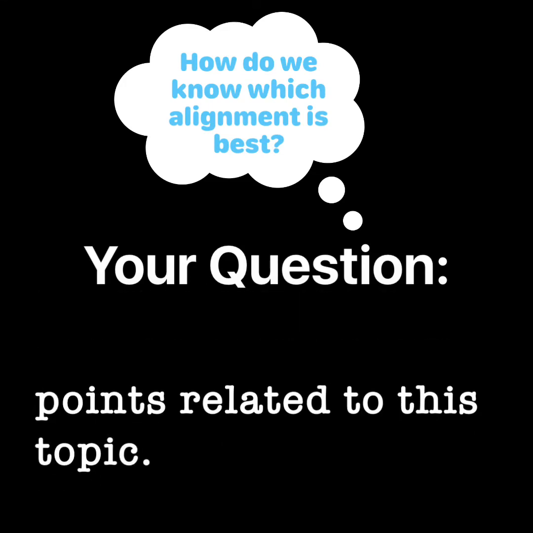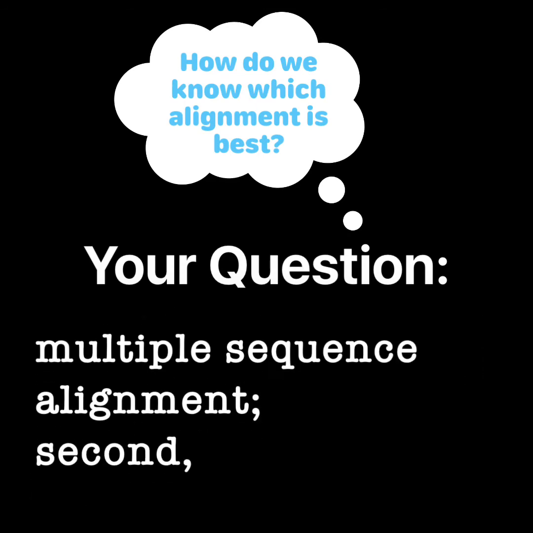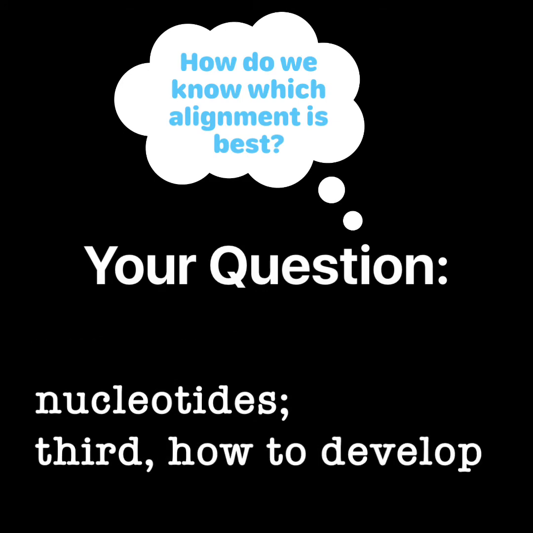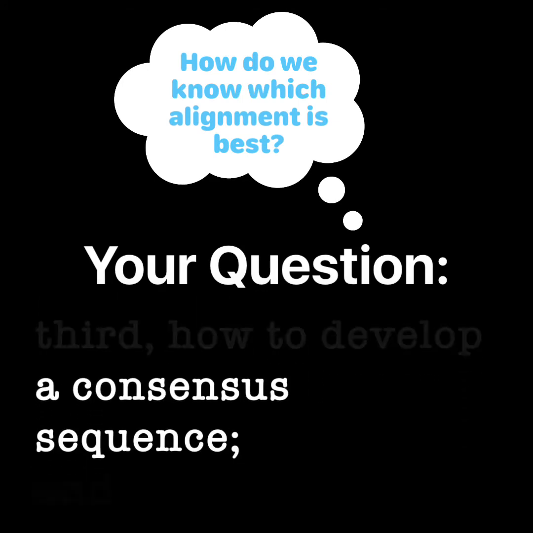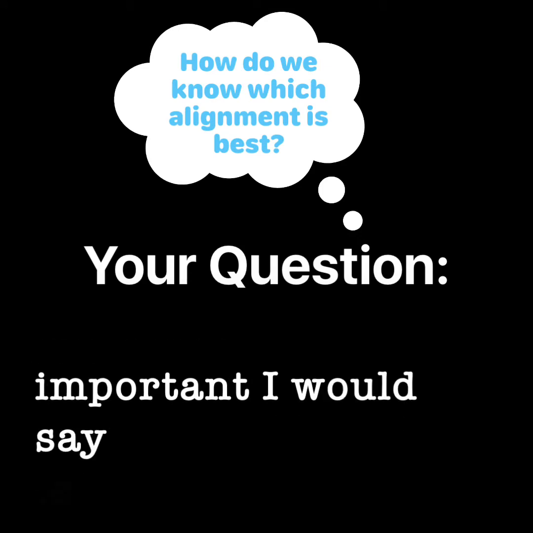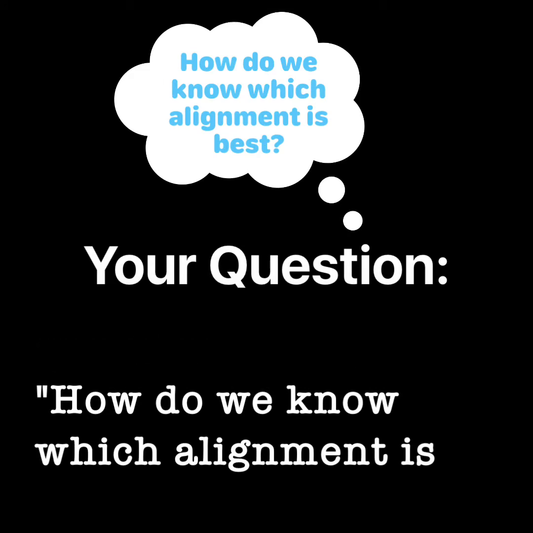After class, a number of you have approached me to inquire about many points related to this topic. First, how to create a multiple sequence alignment. Second, how to number the nucleotides. Third, how to develop a consensus sequence. And most important, I would say, is the question, how do we know which alignment is best?